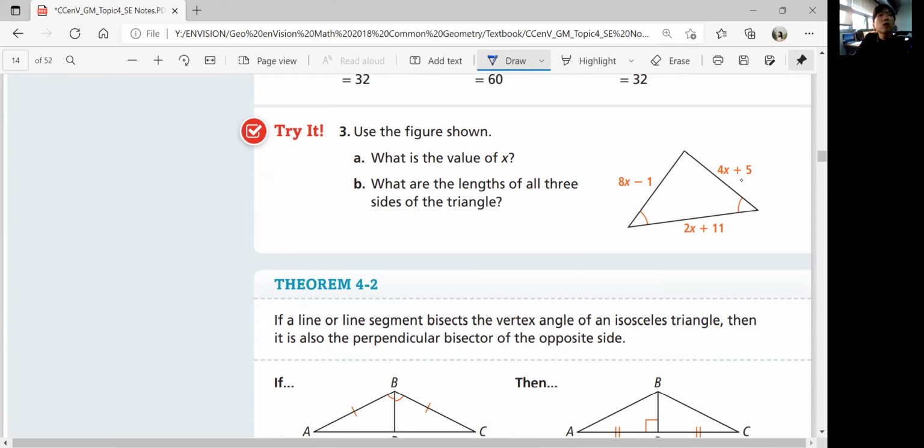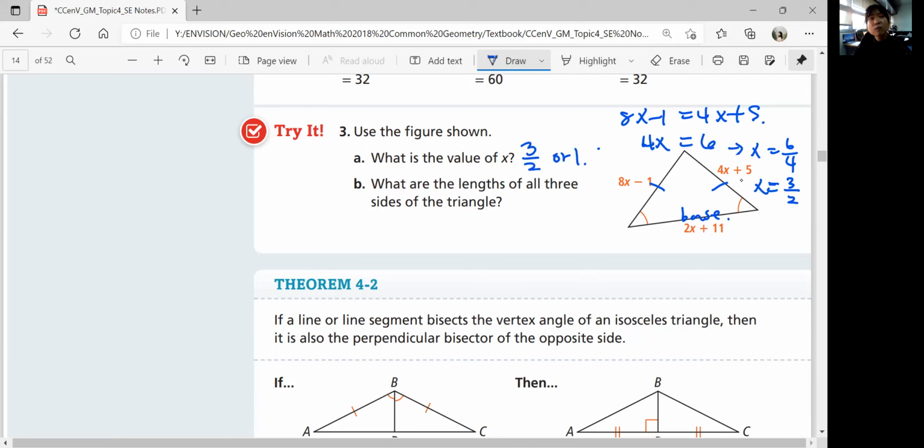Okay, so here we know these two angles are congruent, which means these two sides, the opposite sides, are congruent. And this is the base. So 8x minus 1 should be 4x plus 5. Solve for x: you subtract 4x here, and then you get 4x. Then you add 1 to 5, you get 6. So x is equal to 6 over 4. Simplify your fraction, 3 over 2. Okay, so x is 3 over 2, or 1.5.